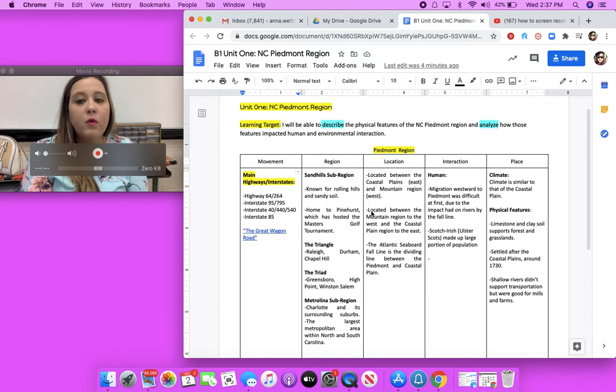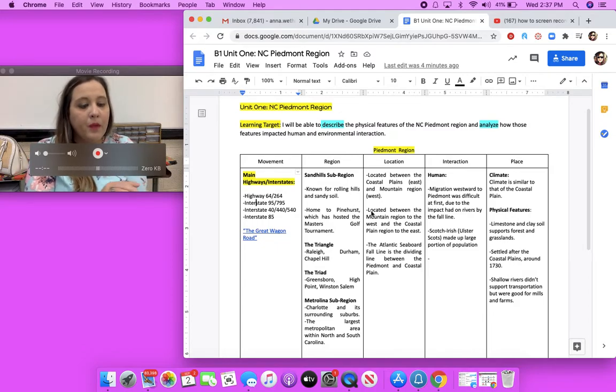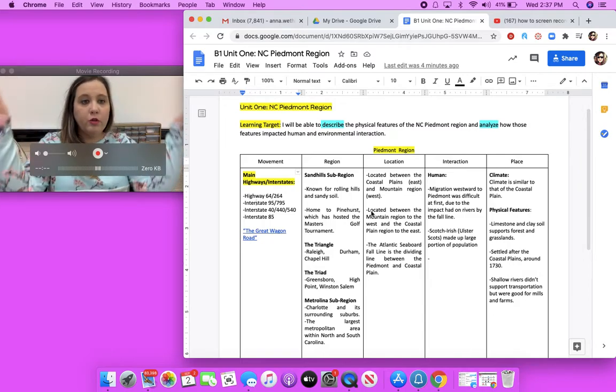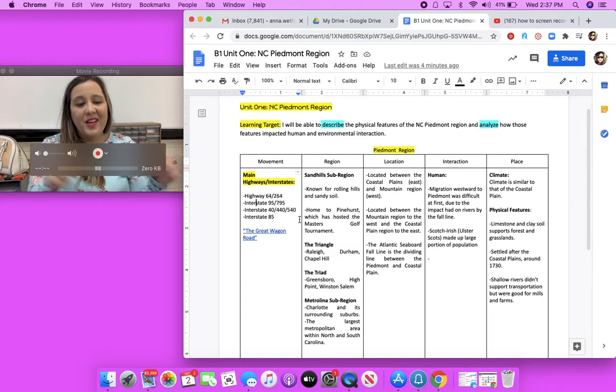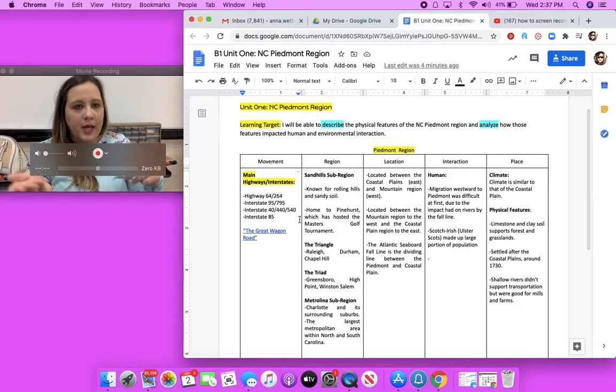For movement and interaction, another thing that was holding people back from migrating to the Piedmont: the rivers there are very shallow and very narrow. For example, the Neuse River here is a huge river, but in Smithfield the Neuse River is tiny. You could take a little boat on it, but boating in Johnston County, where Smithfield is, is not what it is here on the Neuse River.